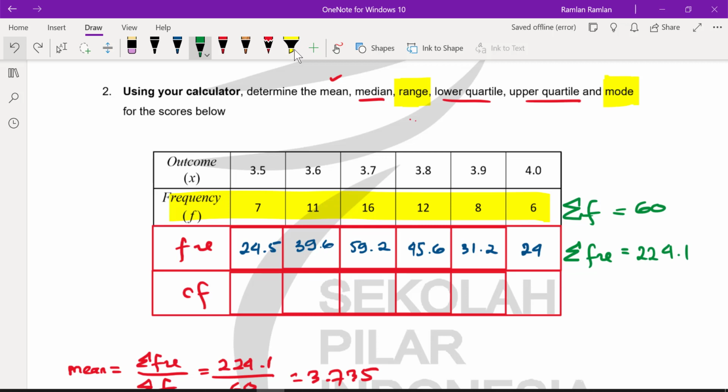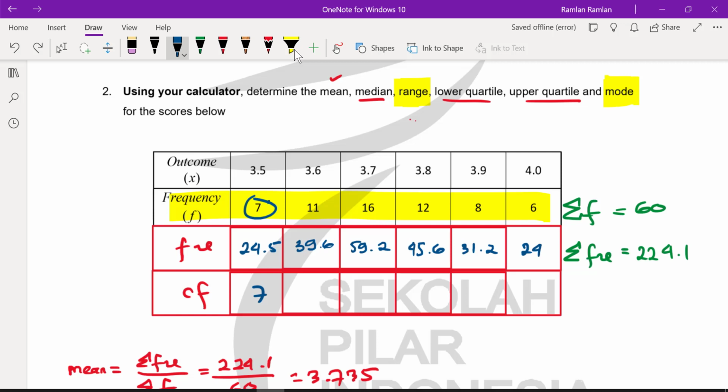Okay, now let's start. For the CF, the first thing we write here is 7. Why is it 7? Because we start from this number over here, so it's the same as the first value. The lowest value, the minimum value of the data, is 3.5, and its frequency is 7, so for the first one we only need to write 7.